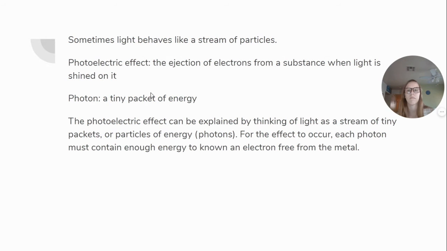Sometimes light behaves like a stream of particles. Photoelectric effect is the ejection of electrons from a substance when light is shined on it. And a photon is a tiny packet of energy. The photoelectric effect can be explained by thinking of light as a stream of tiny packets or particles of energy, also known as photons.